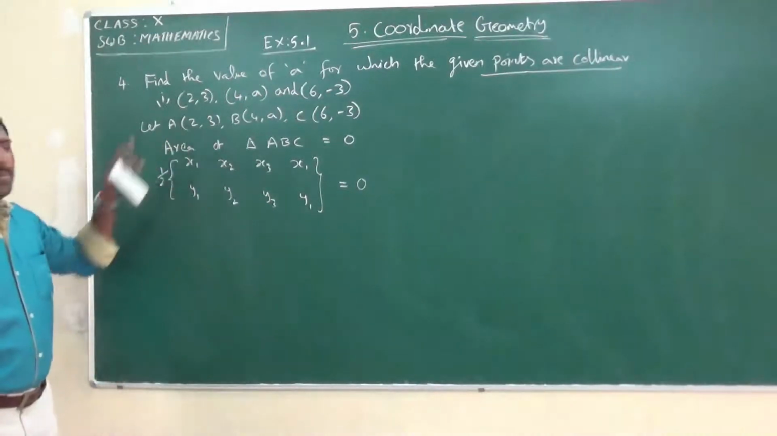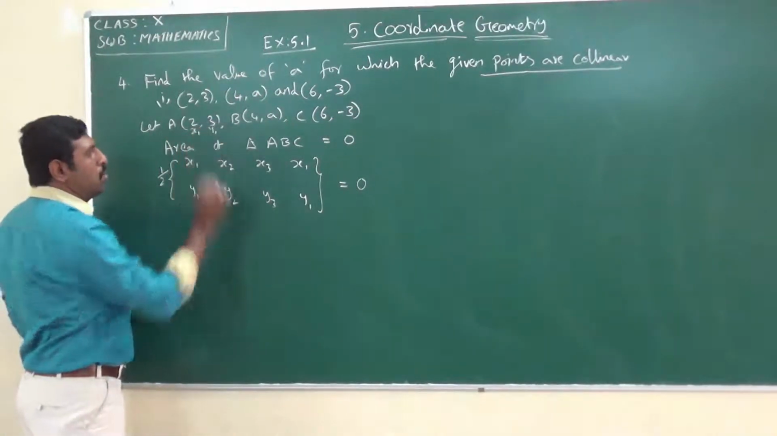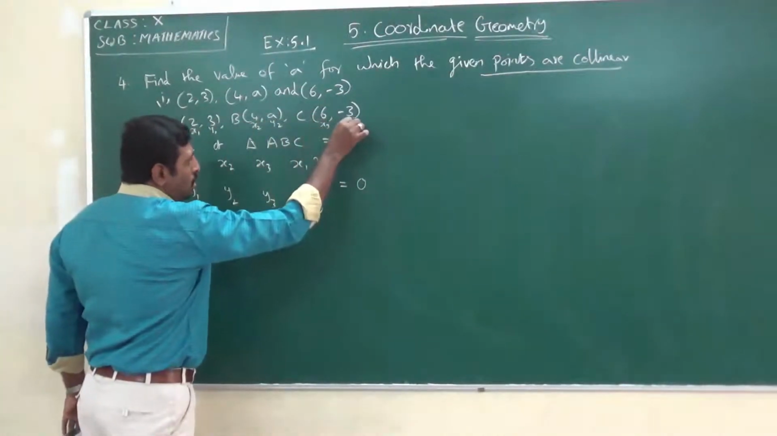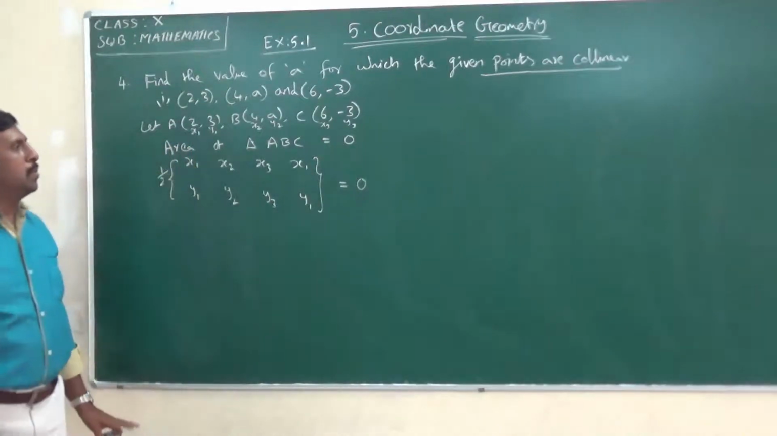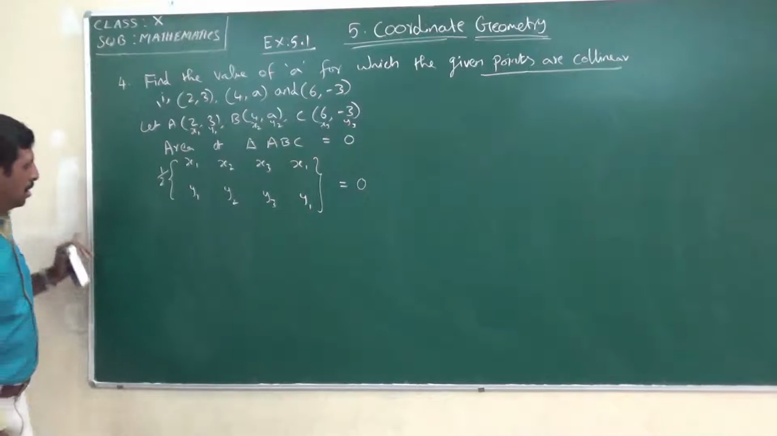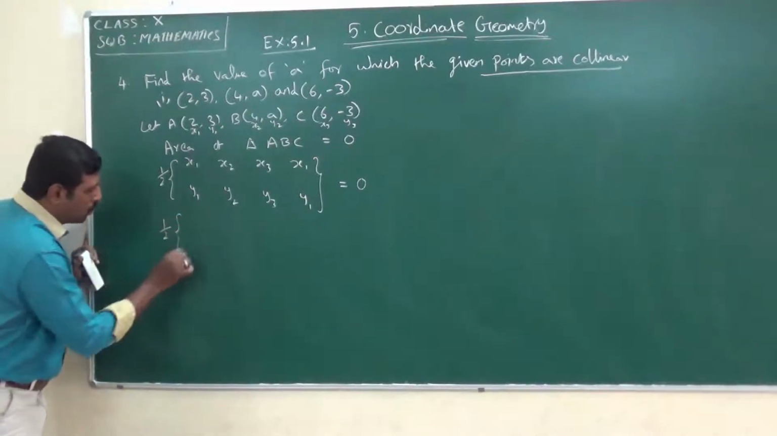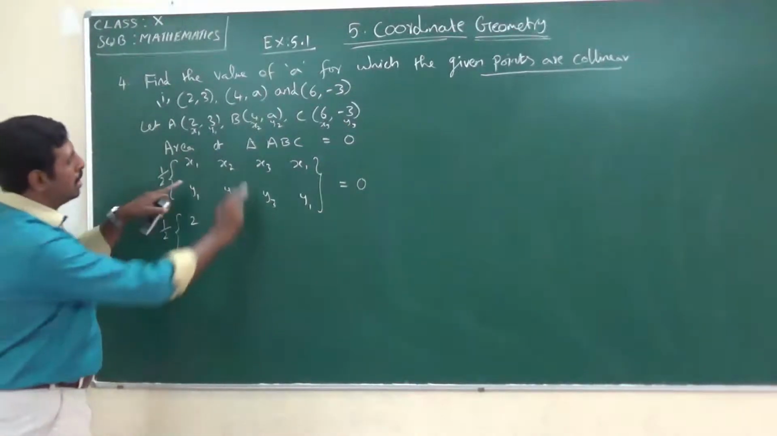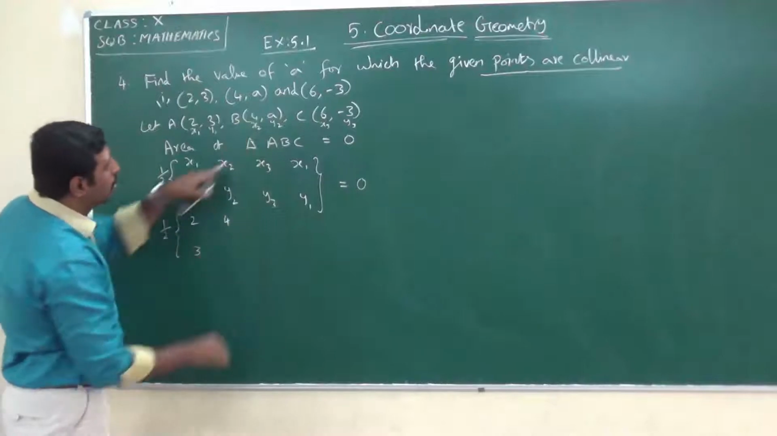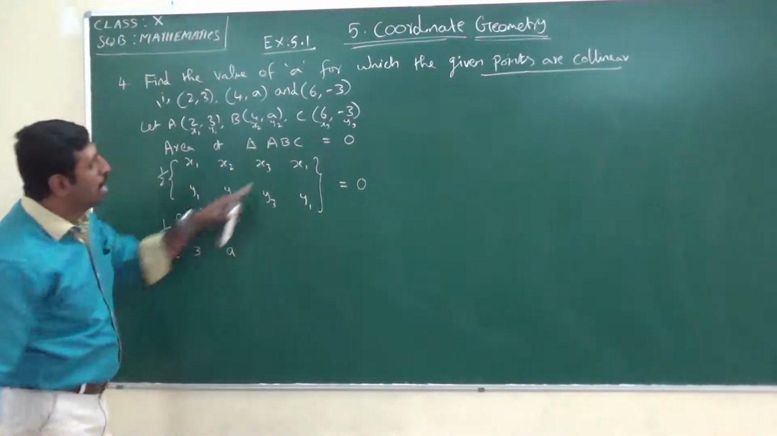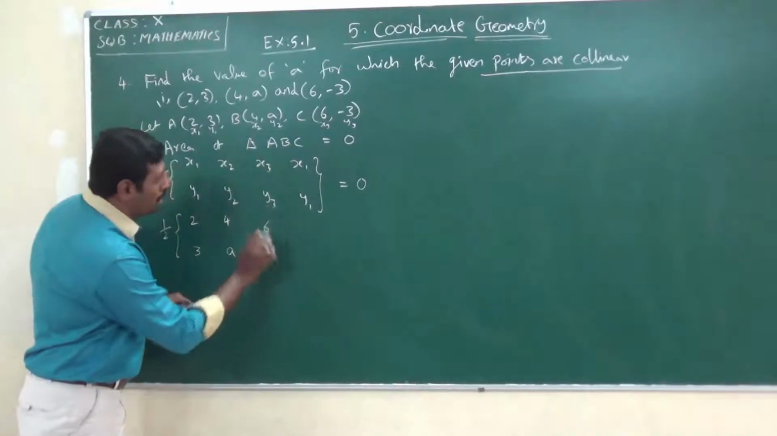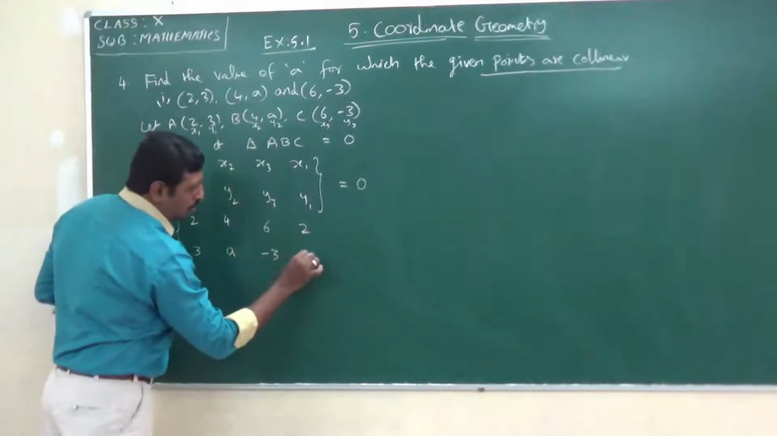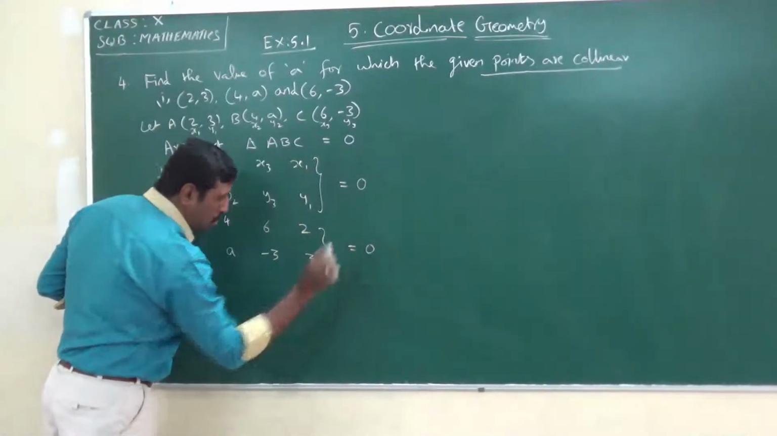Now let me take the first point as x1 y1, the second point as x2 y2, and the third point as x3 y3. Now substitute x1 y1, x2 y2 and x3 y3 in this formula, then we get the values. That is 1 by 2 into x1 is equal to 2, y1 is equal to 3. Then x2 is equal to 4, y2 is equal to a. And then x3 is equal to 6, y3 is equal to minus 3. And then x1, y1 again 2, 3. This term is equal to 0.